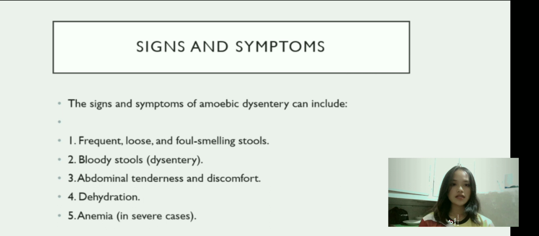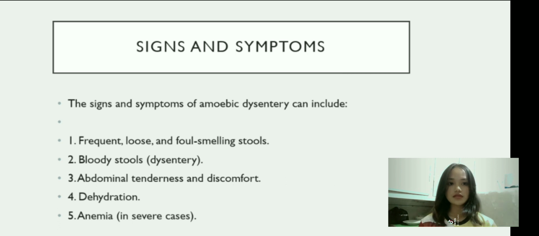So next are the signs and symptoms of amoebic dysentery. First is frequent loose and foul-smelling stools. Infected individuals may experience increased frequency of bowel movements, with the stools being loose and often accompanied by a strong or unpleasant odor. Next is bloody stools, which is a sign of dysentery. One of the characteristic features of amoebic dysentery is the presence of blood in the stools. This is often accompanied by mucus as well.